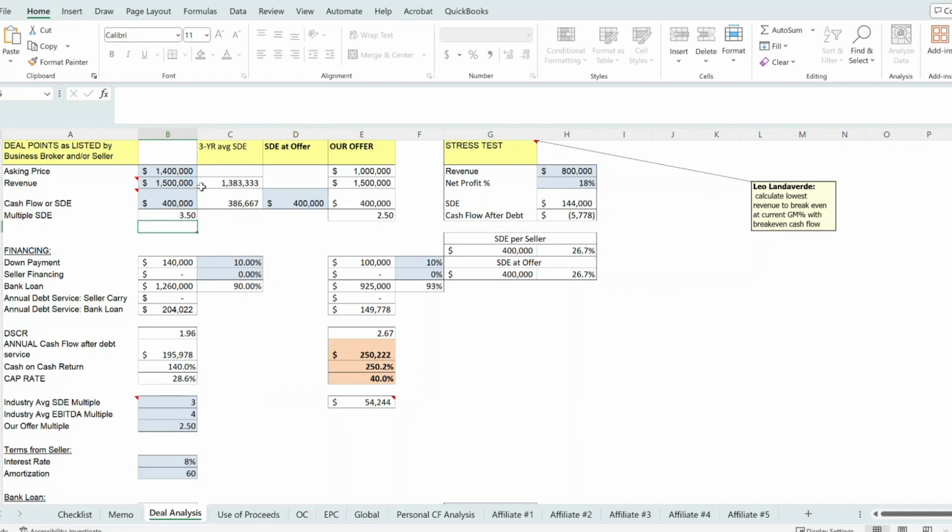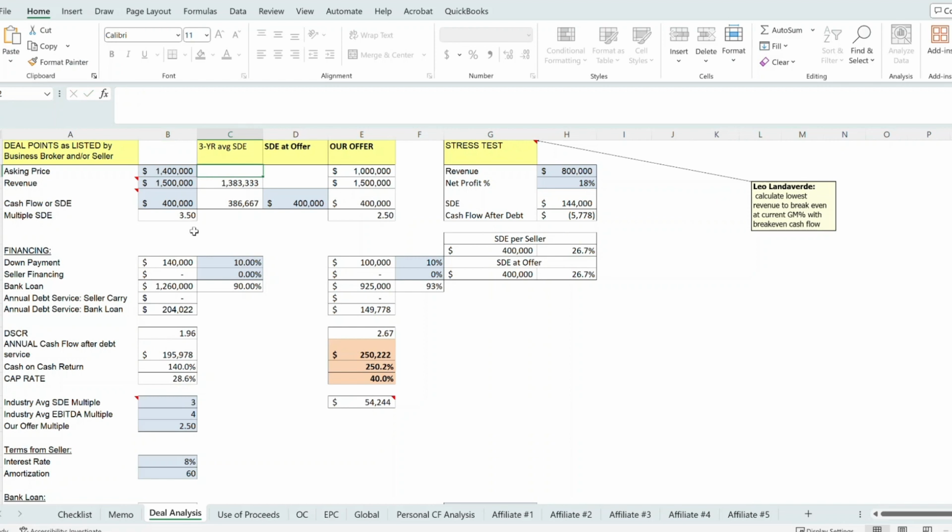It tells you that at 1.4 million, it's 3.5 times seller discretionary earnings of 400,000. So if this was 1.2 million, it would be 3 times. If this is 1.5 million, it's 3.75. All the numbers change. The areas in blue are the input areas, so there's no risk of endangering anything else because all the formulas are protected. Back to this. So we're saying that this is a 1.4 million business with $400,000 worth of SDE.